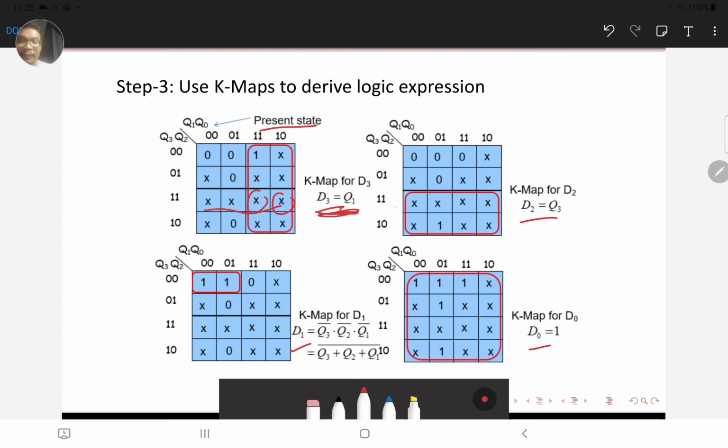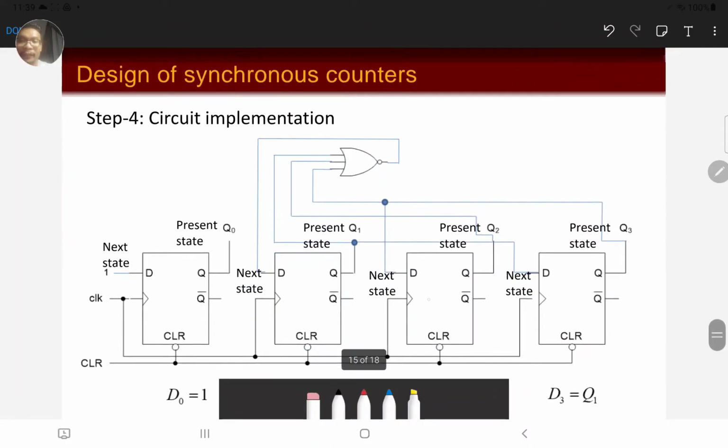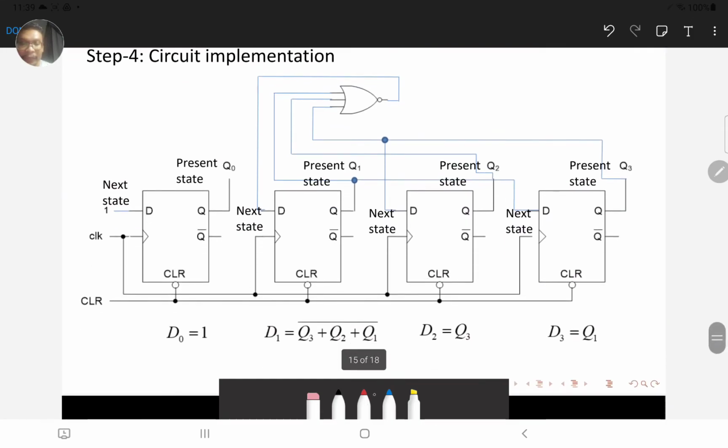So we get D3 equals Q1, D2 equals Q3. We have a long equation there for D1, and we have D0 equals 1. From there, we can derive our circuit implementation, whereby D0 equals 1, all with common clock and reset. D1 is Q3 plus Q2 plus Q1 bar. So this is the condition there.